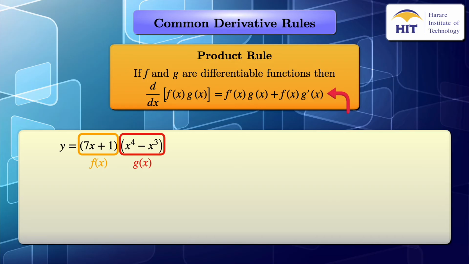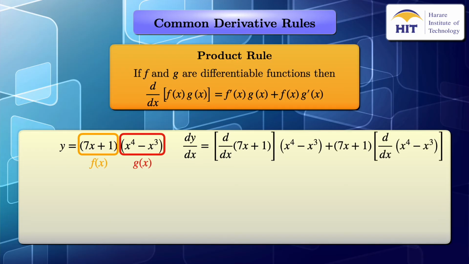So using this formula, our derivative of y with respect to x becomes the derivative with respect to x of 7x plus 1 multiplied by x to the power 4 minus x to the power 3. And then for the second part, we'll be looking at f of x multiplied by g prime of x. And it will give us plus 7x plus 1 multiplied by the derivative with respect to x of x to the power 4 minus x to the power 3.